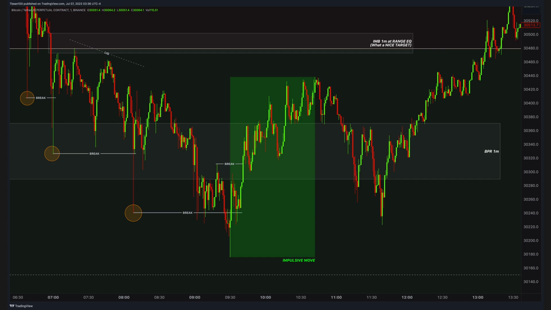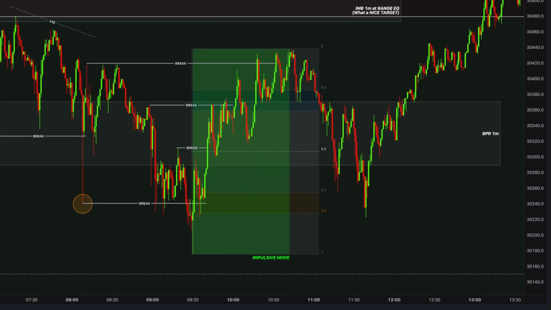Forget about market structure, break of structure, change of character. If the price keeps taking previous highs, it means that buyers are trying to gain control against sellers. This is what happens here.